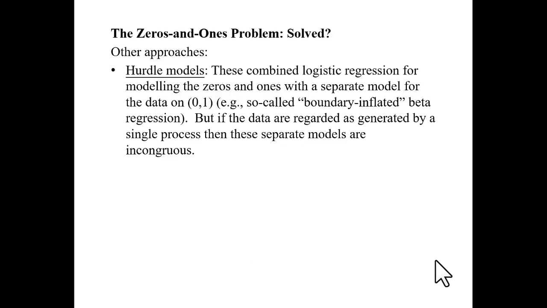What about hurdle models? Well, these combine logistic regression for modeling the zeros and ones separately from modeling the data on the open unit interval. These are so-called boundary-inflated models, like a boundary-inflated beta regression. But if the data are regarded as being generated by a single process, then these separate models are a bit incongruous, because here we're treating the zeros and ones as if they're qualitatively different from the data inside the unit interval.